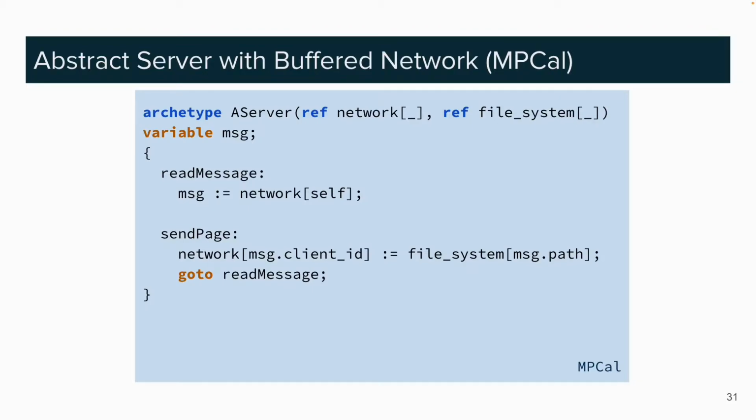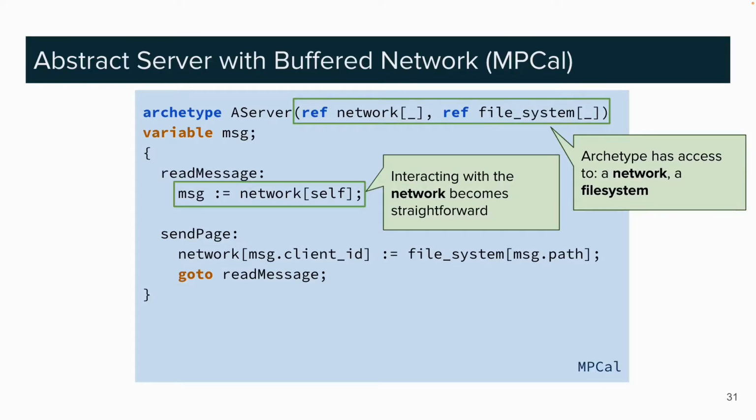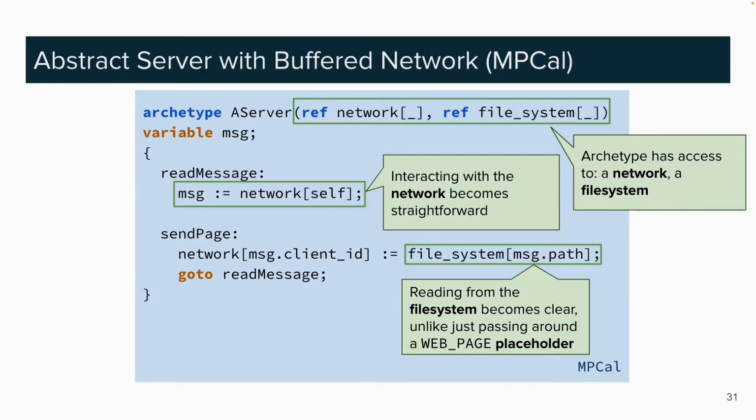But in MPCal, we would have this code. So we have an archetype server that has access to network and file system environment instances. And in the read message part, the network semantics becomes easy, and it's just a one-liner reading from the network instance. And in the send page part, the file system interaction becomes explicit. So now we're explicitly reading from the file system.